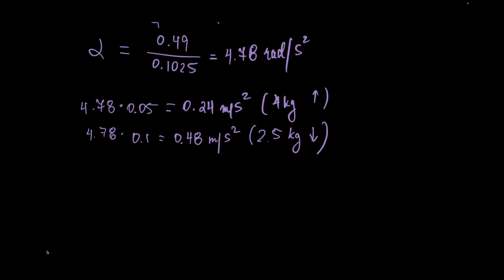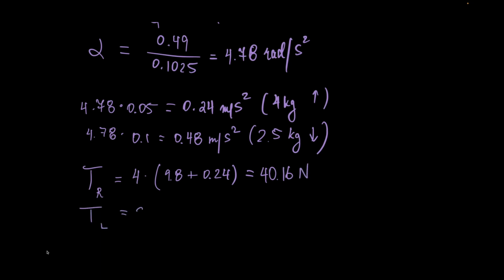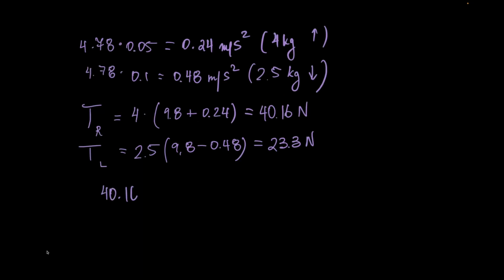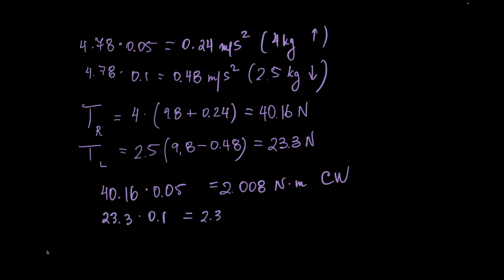Now, if we wanted to find force of tensions, for example, to double check that we're doing it right. The tension on the right, the one that supports the 4 kilogram object, should be 4 times (9.8 plus 0.24), which is 40.16 newtons. And then T on the left should be 2.5 times (9.8 minus 0.48), 23.3 newtons. Now if I do 40.16 times 0.05, that's 2.008 newton meters, and that's the clockwise torque. And then 23.3 times 0.1, that's obviously 2.33 newton meters, and that is counterclockwise.